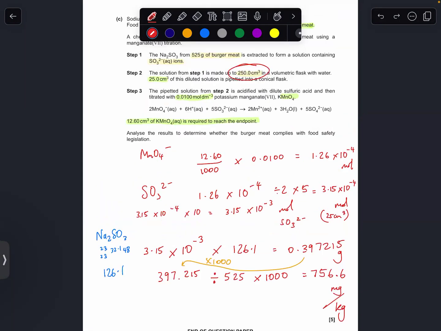And oh, my screen is frozen. Is this less or more than the permitted amount? I think the permitted amount, yeah, it was 850. This meets the standard of the permitted amount.